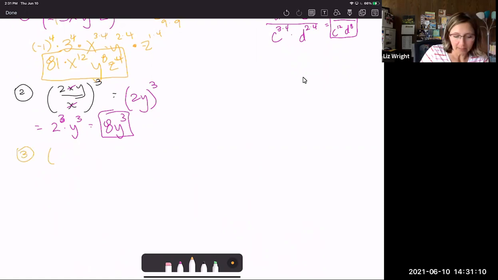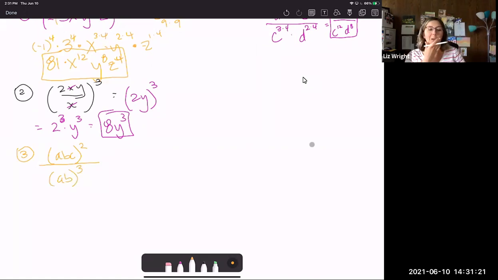So our next one is going to be abc raised to the second power all over the quantity of ab raised to the third. So tell me, would I be allowed to cross off the a's and the b's right away? So think about that. Would I be allowed to cross off the a's and the b's? Why or why not? So the answer to my question is no, you can't. No, you cannot just cross them off immediately. Because why? Because follow order of operations.